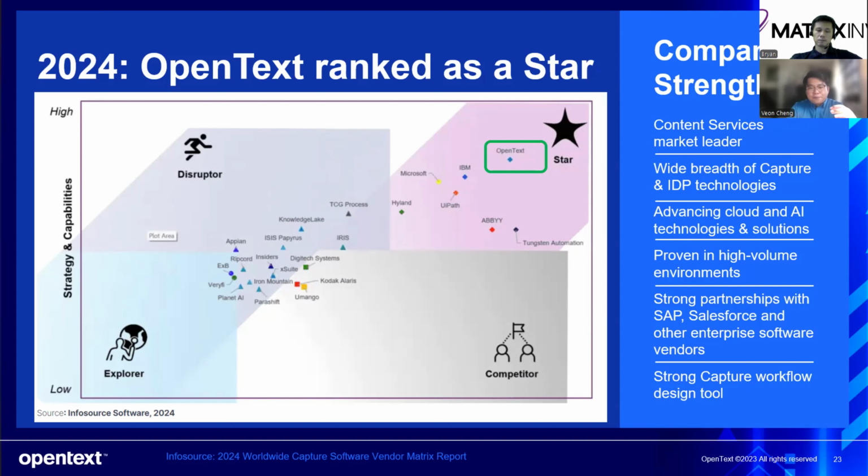So right now, RPA is no longer in the trend. Where we see the trend is more on the Gen AI portion, and how we automate all this information and speed up the process of identifying, classifying, and extracting the data. So this is the key to improve the speed.